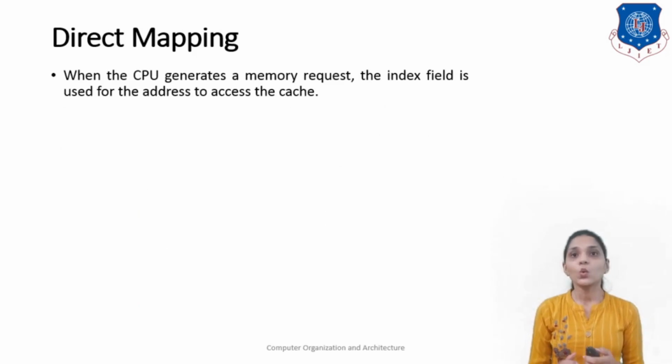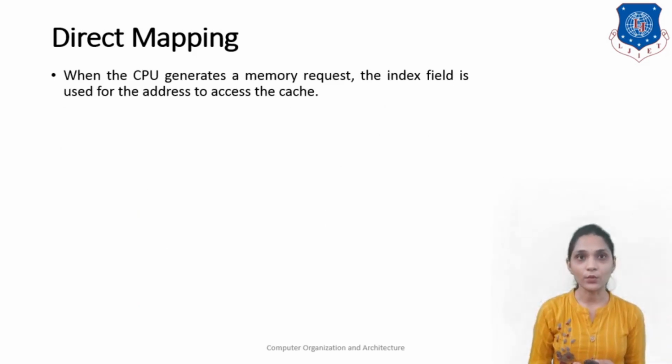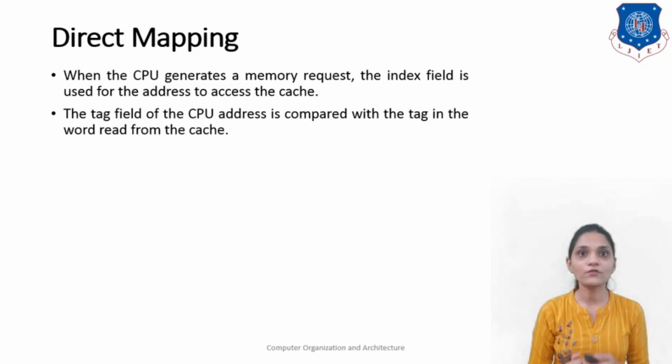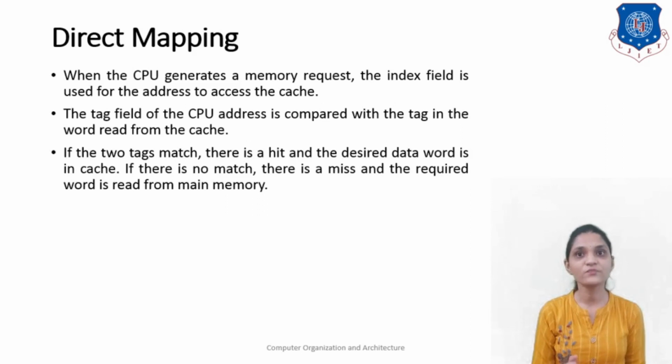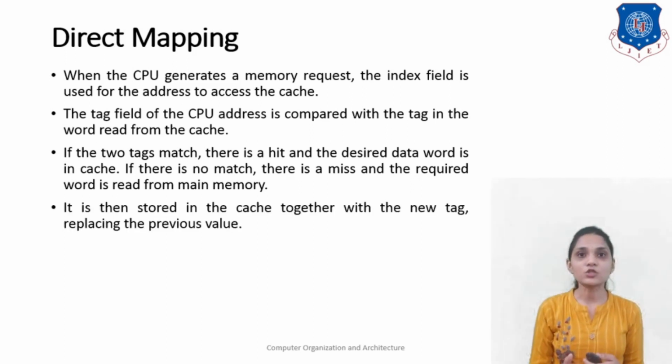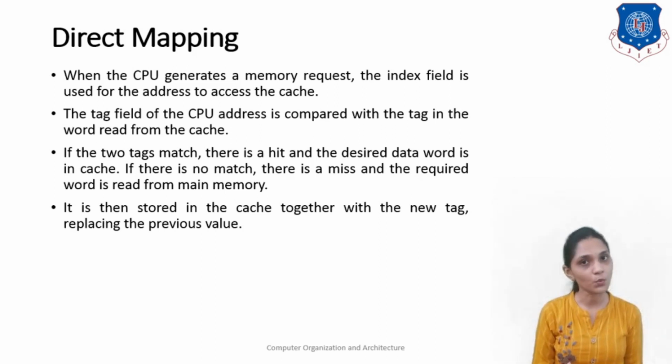Now when the CPU generates a memory request, the index field is used as the address to access the cache. The tag field of the CPU address is compared with the tag in the word read from the cache. If the two tags match, there is a hit and the desired data word is in the cache. If there is no match, there is a miss and the required word is read from the main memory. It is then stored in the cache together with the new tag, replacing the previous value.